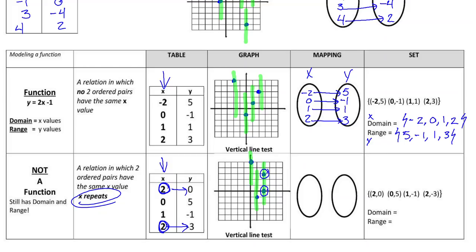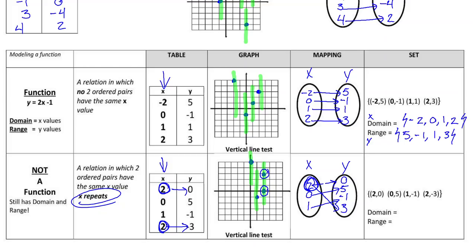With mapping, it's the same kind of thing. But because there's 2 in 2 places, I'm only going to write it one time. And then I'll write the rest of my y's. And you can see here 2 maps with 0, but 2 also maps with 3. So you can see that there's 2 arrows coming off this 2 here, which makes it not a function.